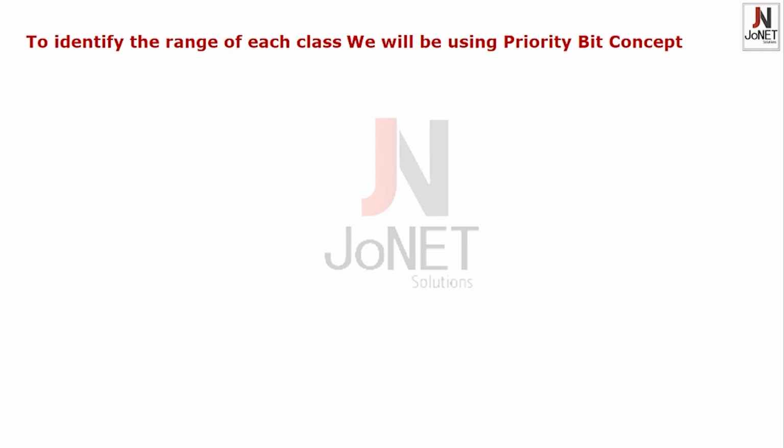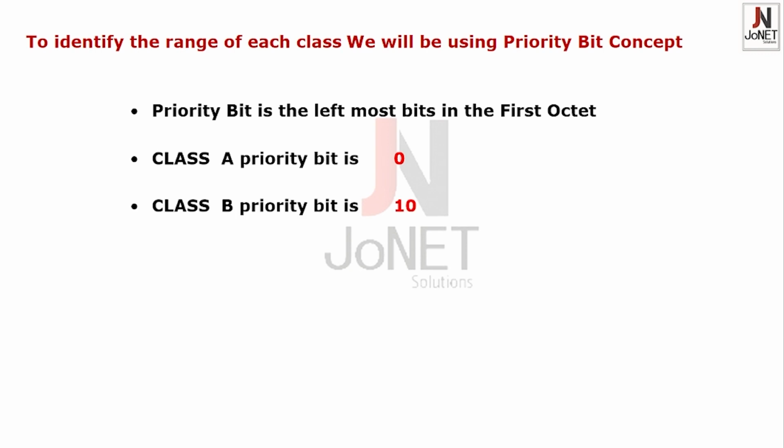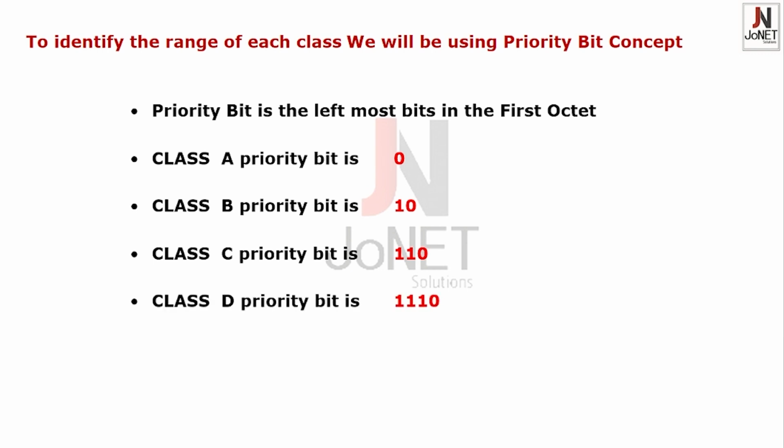To identify the range of each class, we should use the priority bit concept. The priority bit is the leftmost bit in the first octet. In IP version 4, there are 4 octets. We should consider the first octet, and in that first octet, we take the first bit. Whenever the first bit is 0, we identify it as class A. Whenever the IP address starts with 10, it represents class B. 110 represents your class C. 1110 represents your class D. 1111 represents your class E.